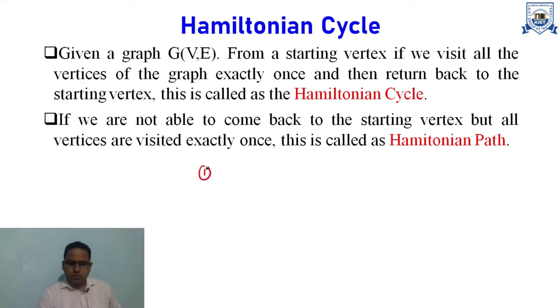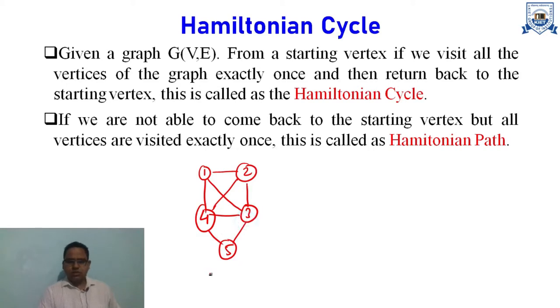Suppose this node 1, this 2. Okay, let's take 3, let's take 4. So this is our graph, and let's take one more vertex 5. So this is the graph G. In this graph having these 5 vertices, is there any Hamiltonian cycle or not? So let's try to find out.